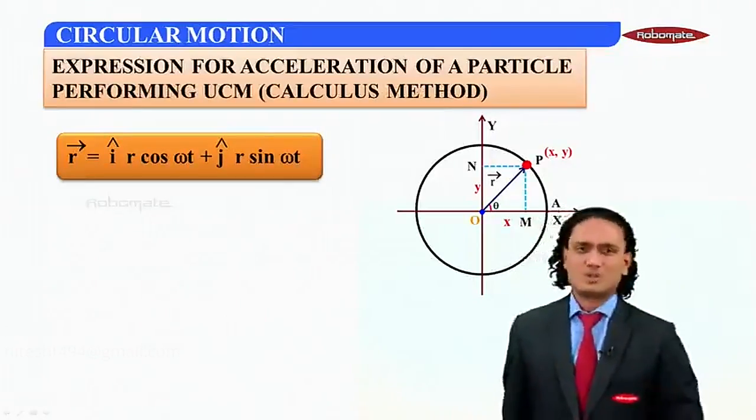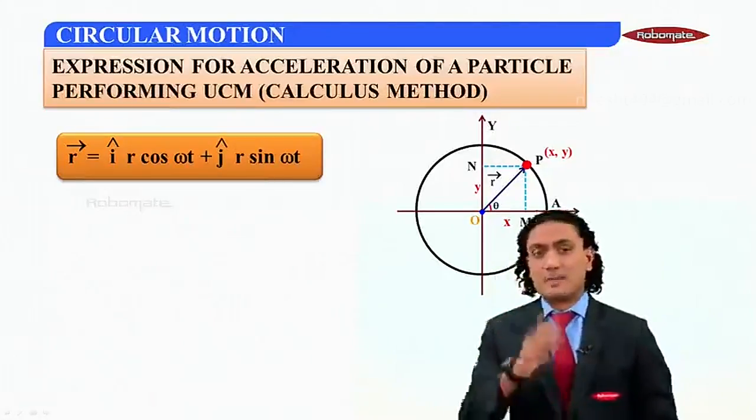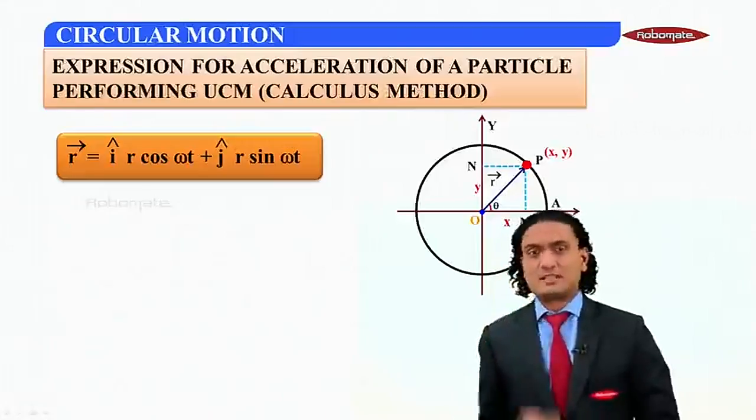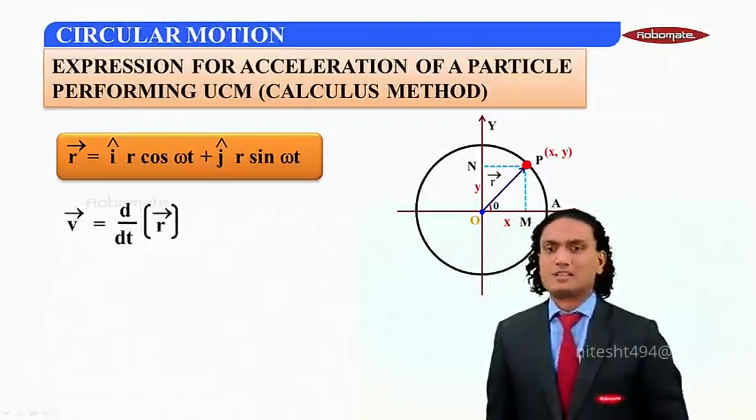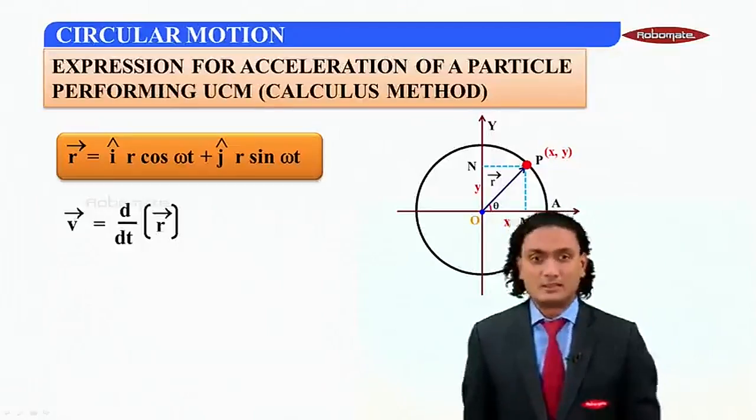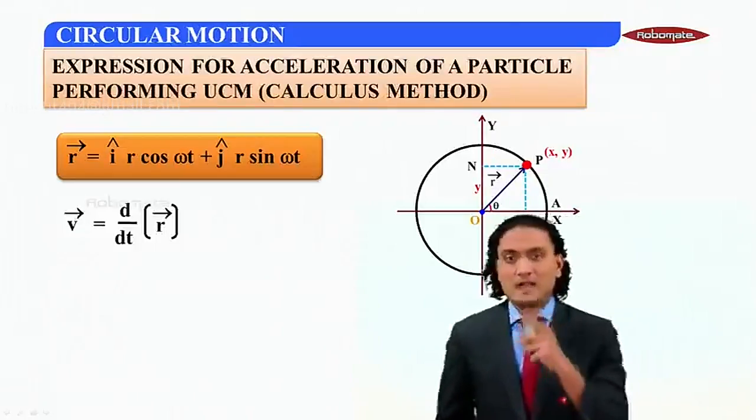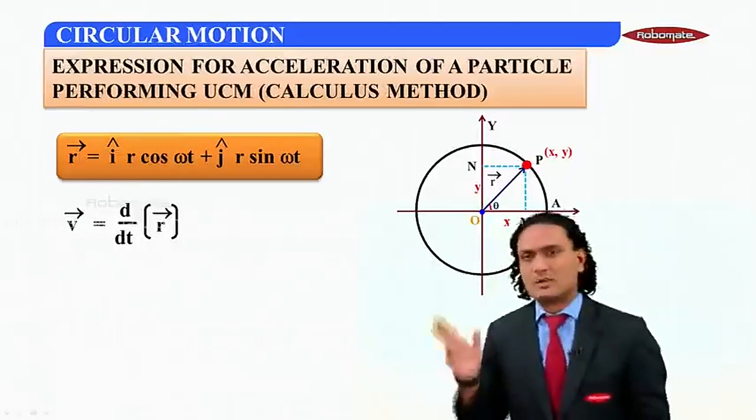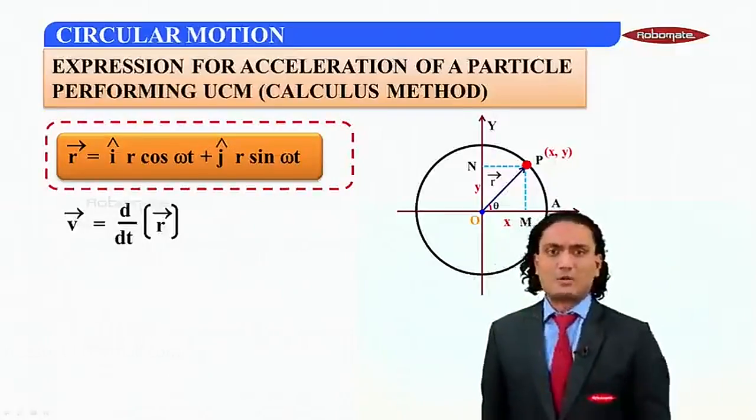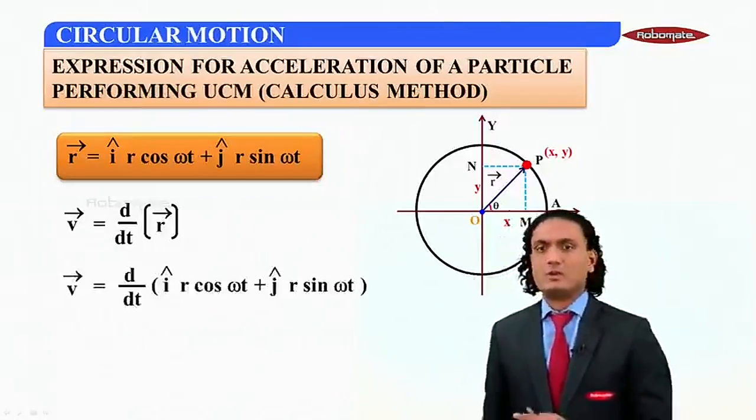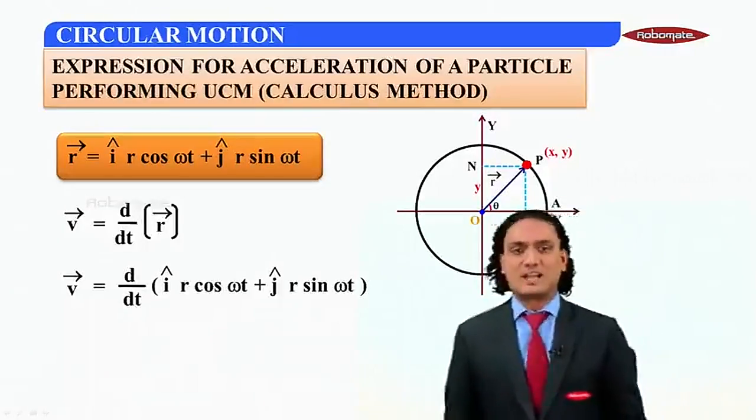Now, students, here the radius vector is the position vector, and the position of the particle is changing, and the radius vector is changing its direction. So we can say the velocity of the particle is nothing but dr by dt. The rate of change of displacement is your velocity, and here r is your position vector or the radius vector. So v is equal to dr by dt. Now we know what r is, so I can put the value of r. I will get v is equal to d by dt of i cap r cos omega t plus j cap r sin omega t.